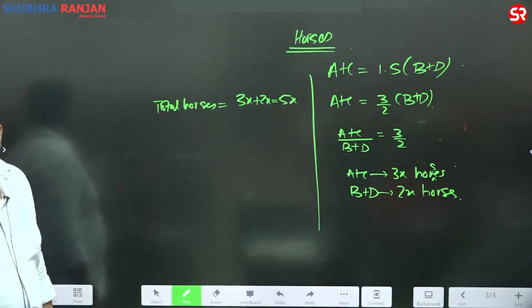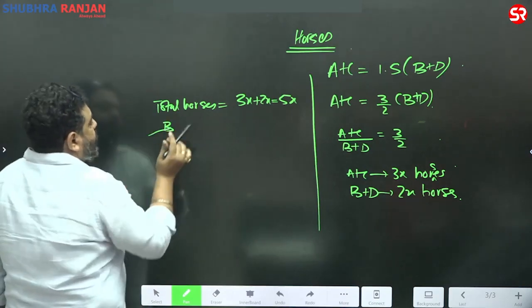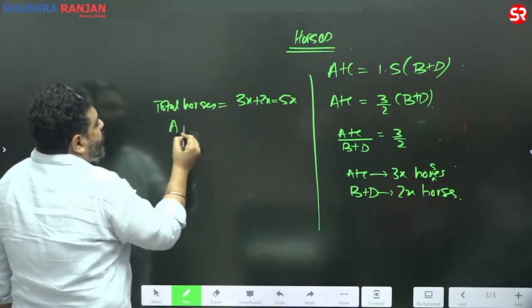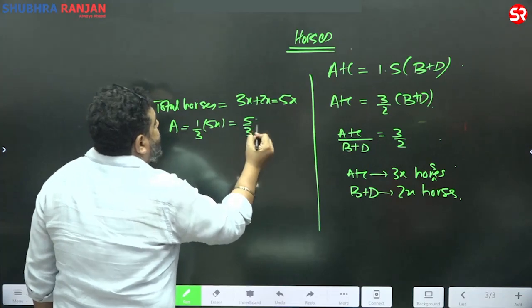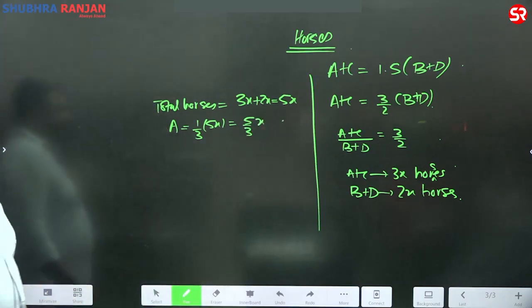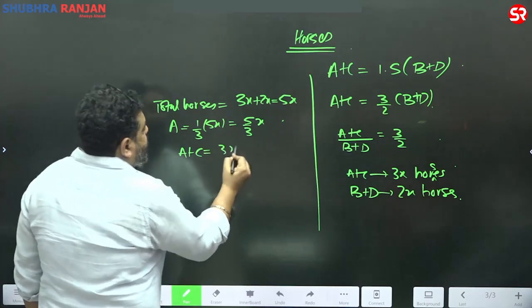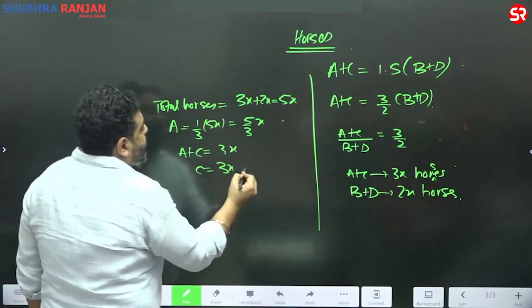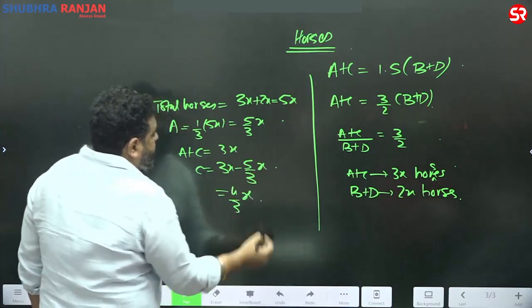A को कितना मिला है? Number of horses with A would be 1/3 of 5x, which is 5/3 times x. And what was A plus C? 3x, which means C कितना हो जाएगा? 3x minus 5/3x, which is 4/3x.